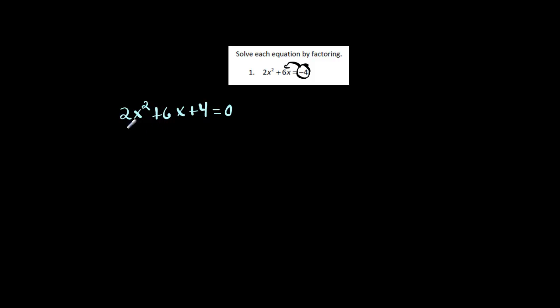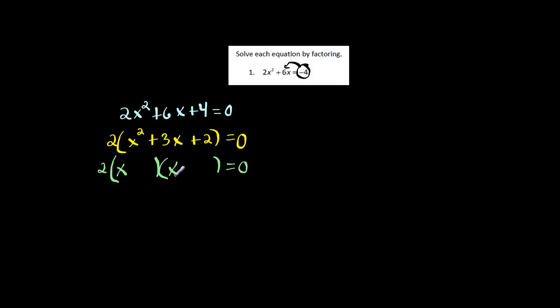Once you're at this stage, you need to check to see if there's a common factor. So factor out the GCF, which is going to be 2. So you factor that out. Now we continue factoring. This is an easy trinomial. So to get x squared, we need x and x. Factors of 2 that add up to 3, 1 and 2.